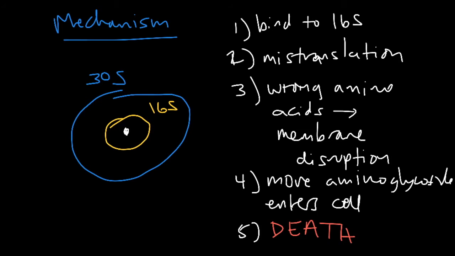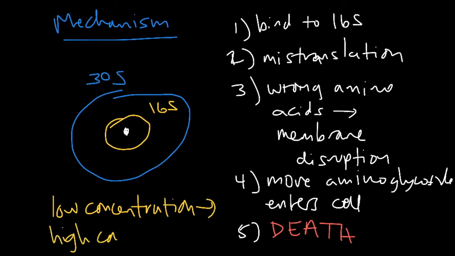So basically, a low concentration of aminoglycoside causes membrane disruption, which increases the concentration of aminoglycosides because of membrane disruption, and this increased concentration causes cell death. So a low concentration initially starts with the aminoglycosides, and then they build up to make a high concentration in the bacterial cell to cause cell death.